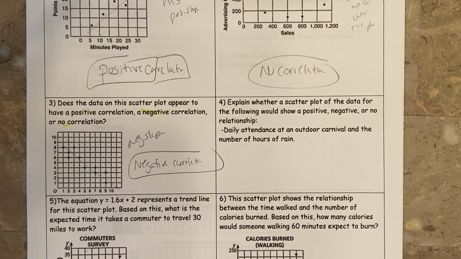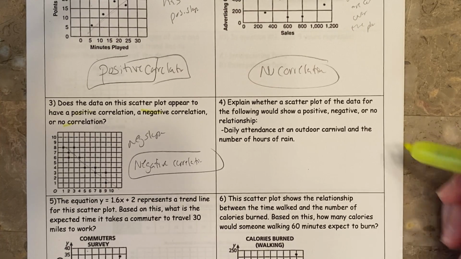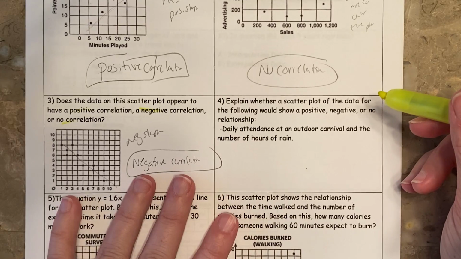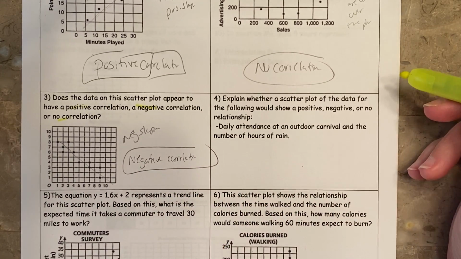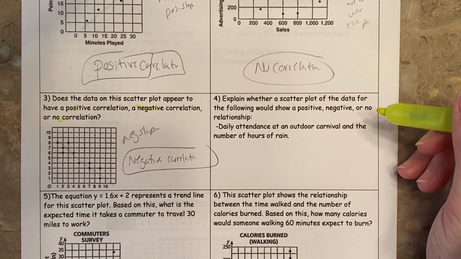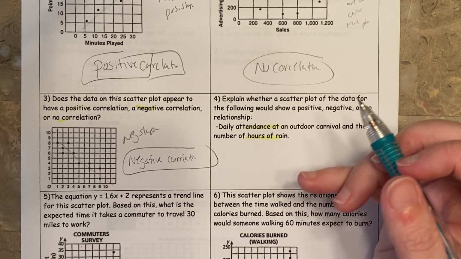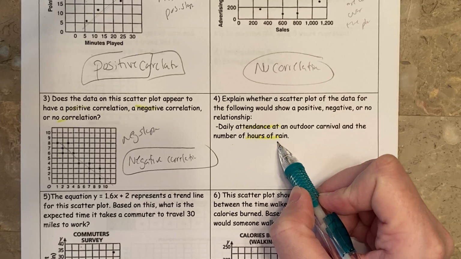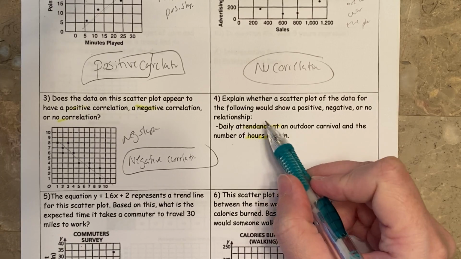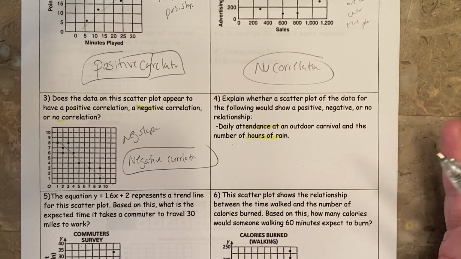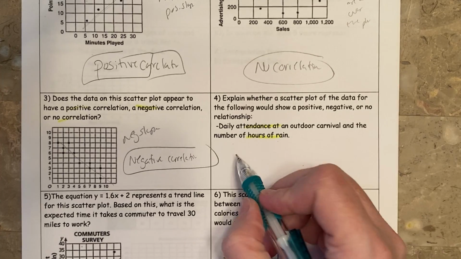Number four, explain whether a scatter plot of the data for the following would show positive, negative, or no correlation. So now you don't really have a graph to look at. You kind of have to figure it out with the words. Daily attendance at an outdoor carnival and the number of hours of rain. Okay, so think about it this way. The more it rains, what's happening to the attendance? Obviously, if it rains more, you're going to have less attendance.